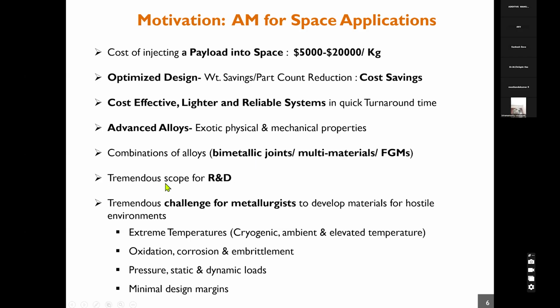And also for academicians, there's a tremendous scope for R&D, and there's tremendous challenge for metallurgists to develop materials for hostile environments, be it in the form of extreme temperatures, right from cryogenic temperature, ambient temperature, and elevated temperature. And also, we require excellent oxidation resistance, corrosion resistance, and embrittlement resistance. And coming to loads, we can have static and dynamic loads, or there can be applications which require very high pressures. And of course, since we are talking about systems for space applications, we are looking at minimal design margins. So these are the challenges that exist, and these are the main motivation factors for using additive manufacturing for space applications.